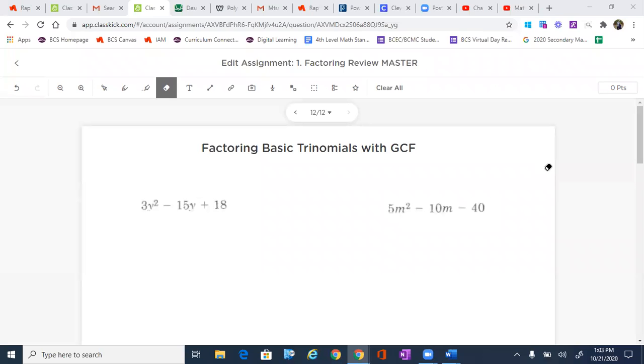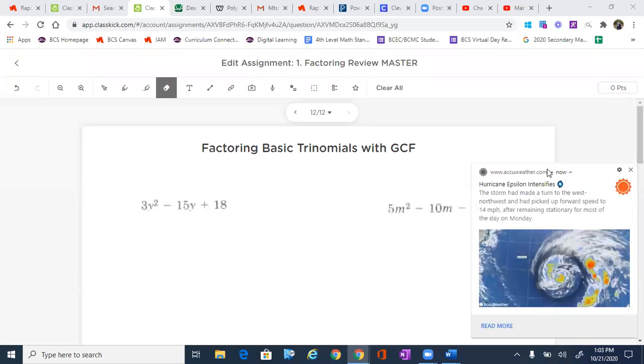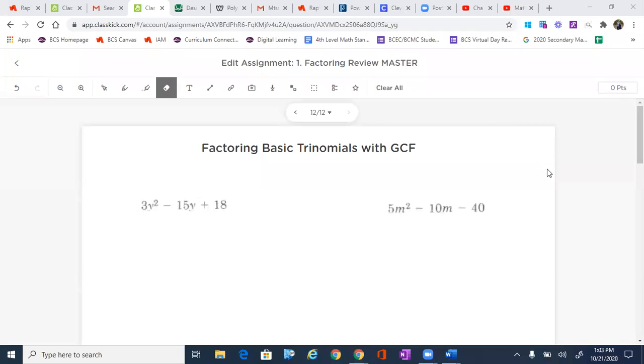All right, we're going to factor basic trinomials with a GCF. That's the greatest common factor. And as we do this, we're going to be focusing predominantly on quadratics. So in the first one, you're going to notice automatically that each one of these values is divisible by 3. And so I'm going to take that 3, put it on the outside of a set of parentheses, and I'm just going to work it through.